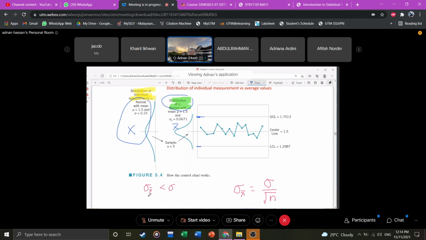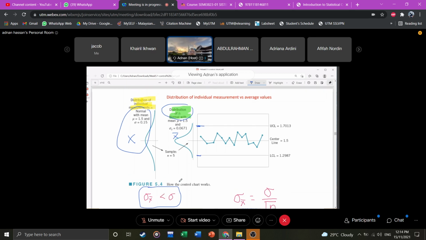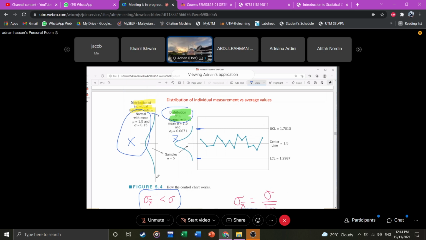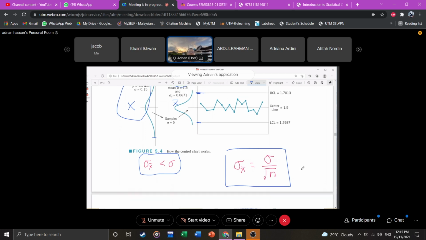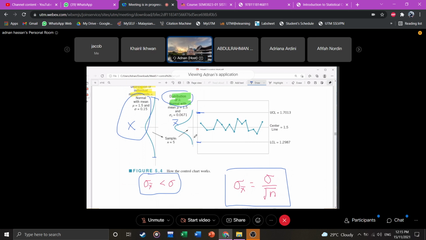The value of sigma of X bar is actually smaller compared to the sigma of the individual, because the sigma of individual is very large, the dispersion. So how do we adjust that? Because sigma of X bar is smaller, this is the formula we use: sigma of population divided by square root of n. In this case, the n here is 5. Every point here is an average of 5. Any question on this central limit theorem?